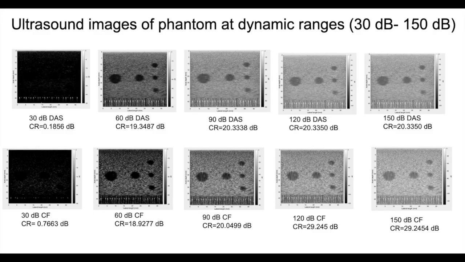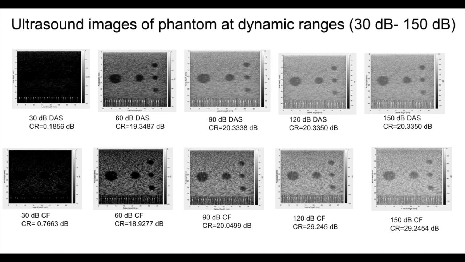At 30 decibels, we can see that we get images of poor quality and the cysts are invisible for both DAS and DAS plus CF beamformers. Even the contrast recovery values are very low, indicating that in this case, contrast recovery is a good measure of image quality. At 60 decibels, all the cysts are visible for both beamformers, but for DAS plus CF, even small irregularities in the picture can be detected very well, meaning that the image quality is sharp.